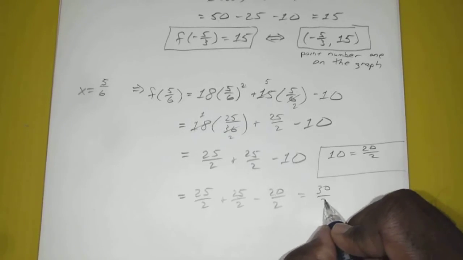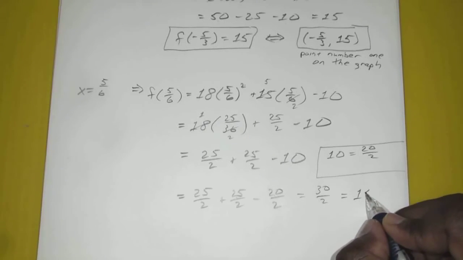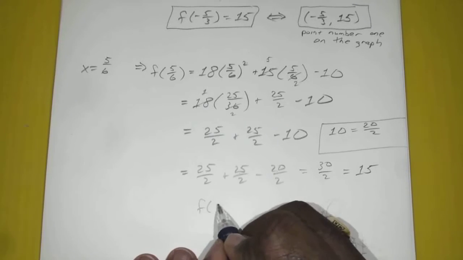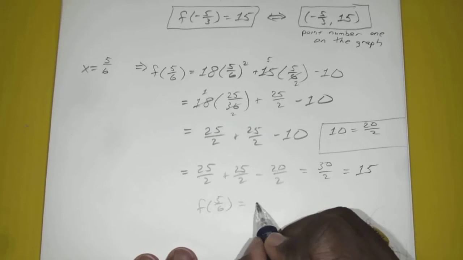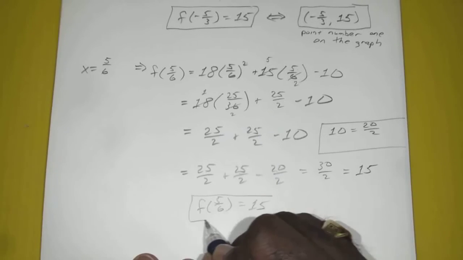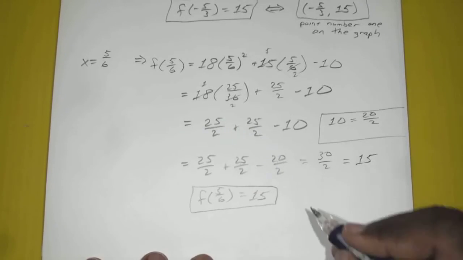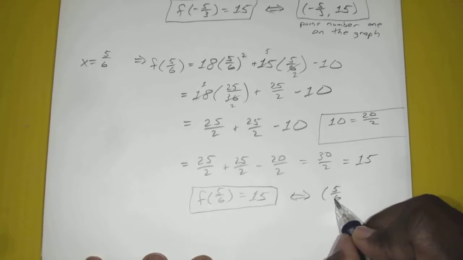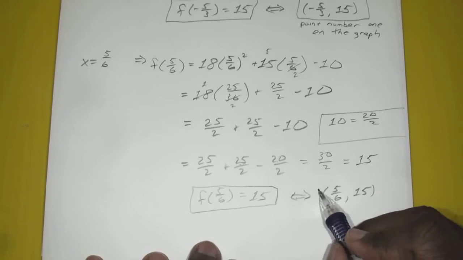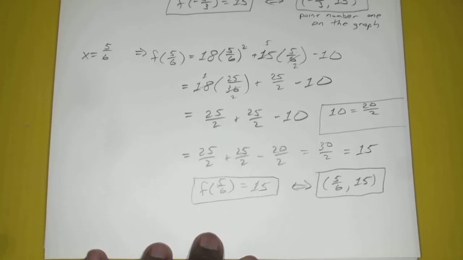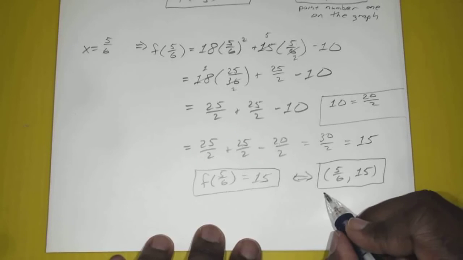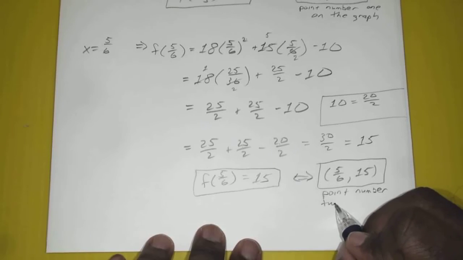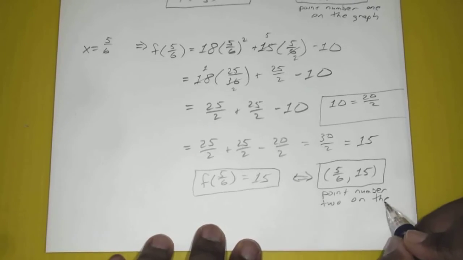So we have 30 over 2, which ends up being 15. So we know that f of 5 over 6 is equal to 15, which means we can just give it the point of 5 over 6, 15, which gives us our second point on the graph. So point number 2 on the graph.